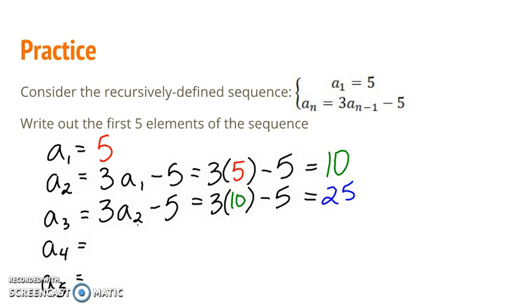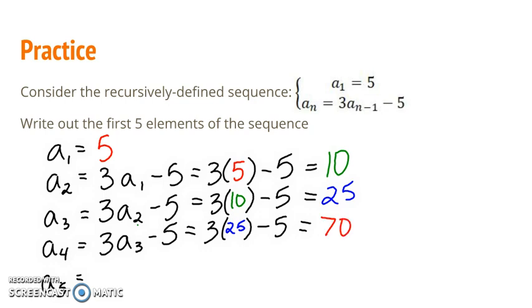Fourth term, 3 times a sub 4 minus 1, so that's 3 times a sub 3, now minus 5, equals 3 times, what was my a sub 3? Well, it was 25, minus 5. 3 times 25 is 75, minus 5 gets me to 70.